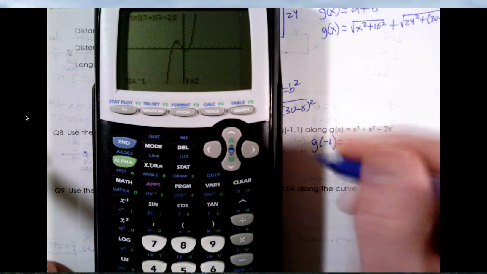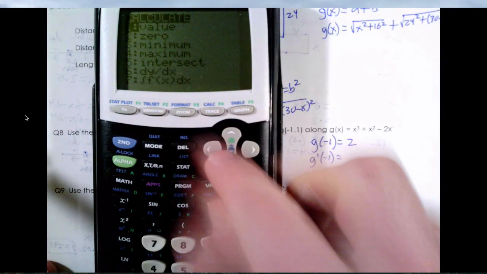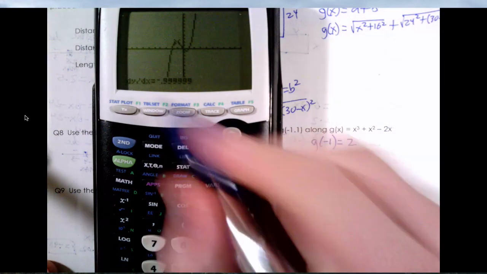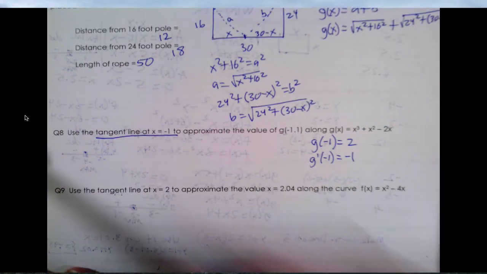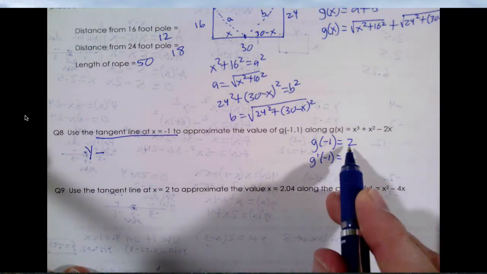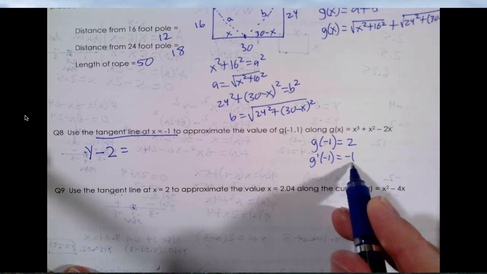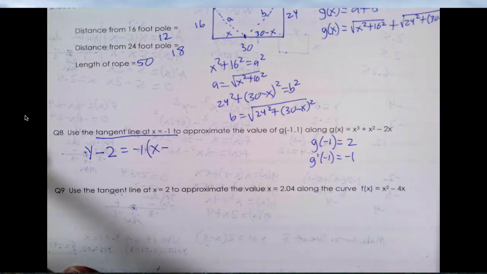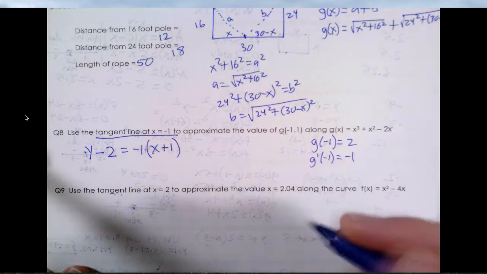Now I need the slope. I need g prime of -1. So second, calculate dy dx, -1, enter. And that's going to essentially be -1. Okay, so now that I've got this information, I set up my tangent line. Y minus y, the output of g is 2. That is the y value. Now I need the slope. That's the output of the derivative, -1. Now I have x minus my x value, which is -1. Now I'm going to use it for the value -1.1.